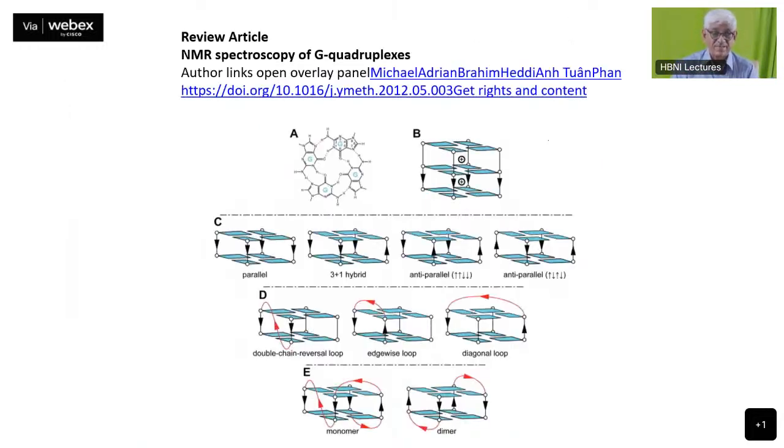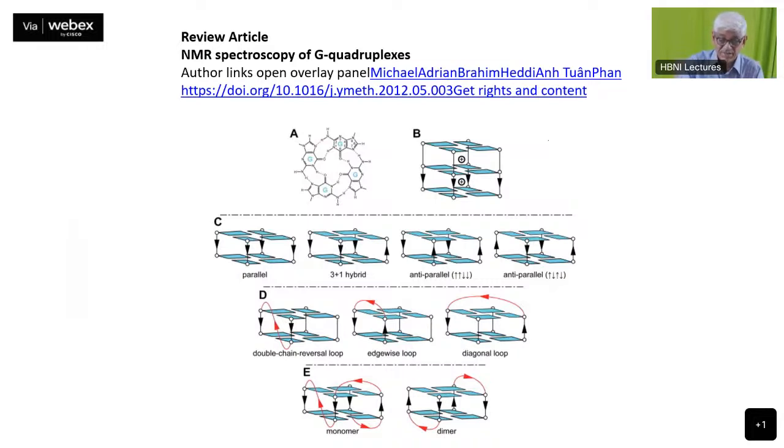Now, quadruplexes. This is a review of NMR spectroscopy of G quadruplexes. How many different types of quadruplexes can be formed? G quadruplexes are extremely stable structures. Here with the G tetrad, you can form quadruplexes as indicated. This is a kind of a parallel stranded quadruplex and 3+1 hybrid.